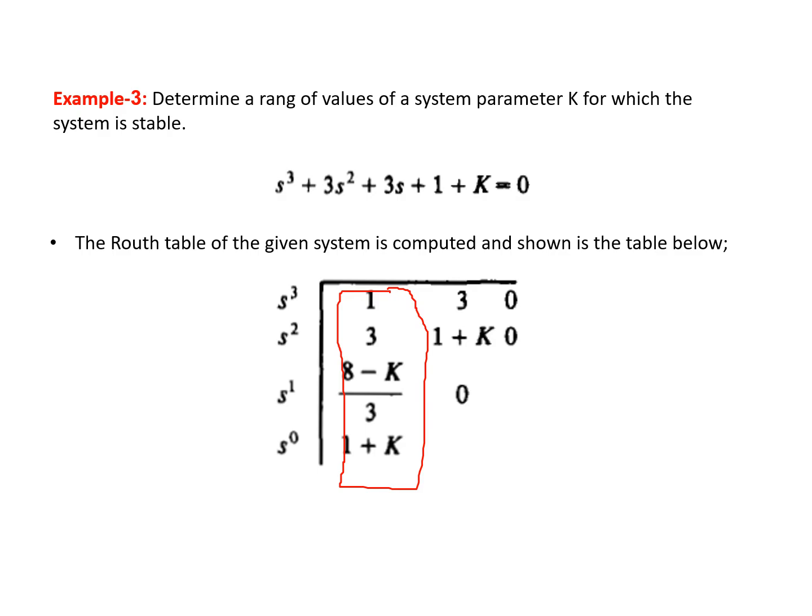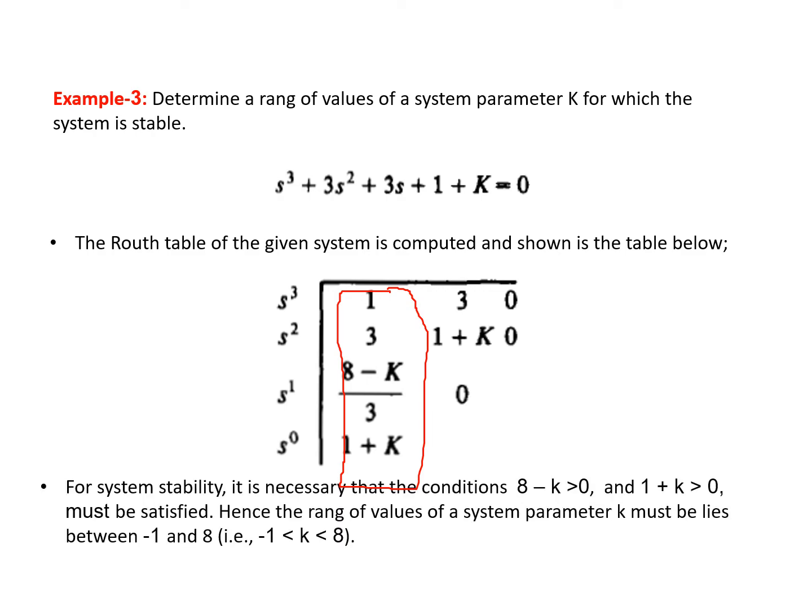So I'll assume that my value 8 minus k by 3 is greater than 0, or you can consider 8 minus k to be greater than 0, and similarly 1 plus k should also be greater than 0, so that you will not have a sign change. Please refer to this.